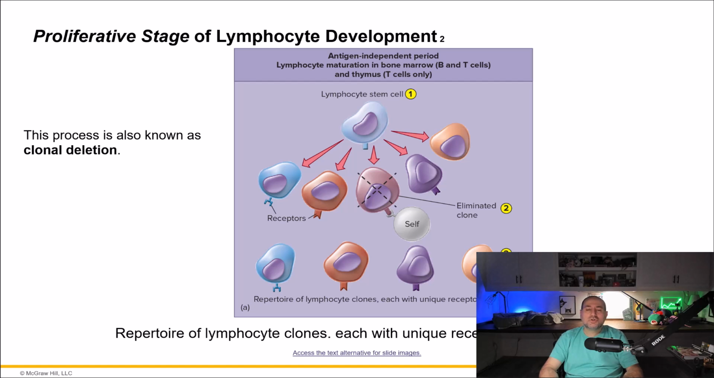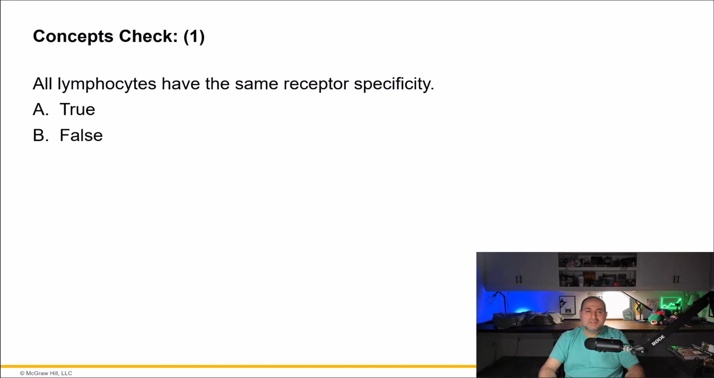Remember that clonal deletion occurs during maturation of the B cells or T cells. This is where any B cell or T cell that recognizes self antigens is eliminated via apoptosis. And again, look at this concept check. We already covered this. All lymphocytes have the same receptor specificity. That is 100% false. In fact, each one has a different receptor specificity.